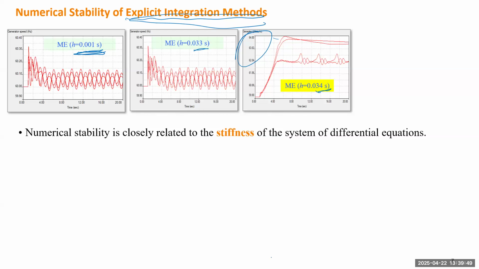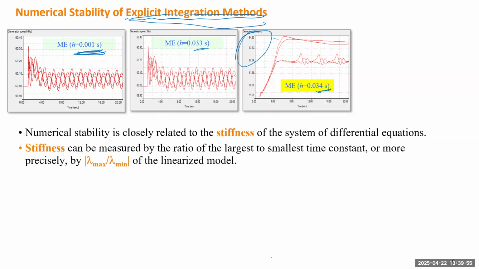Numerical stability is closely related to the stiffness of the system of differential equations. The stiffness is usually defined as the ratio of the largest eigenvalue to the smallest eigenvalue. Or equivalently, it can be the largest time constant to the smallest time constant. It can be evaluated using the linearized model.